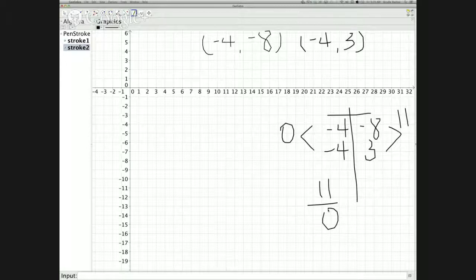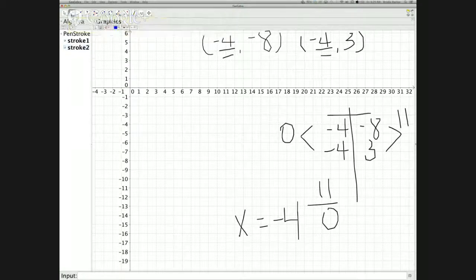Uh-oh, you can't divide by 0. That means this is an undefined line. I go up 11 and over 0. I know that undefined lines mean I have vertical lines. So when I have a vertical line, it's in terms of x equals. And what does x equal in both of these points? -4.